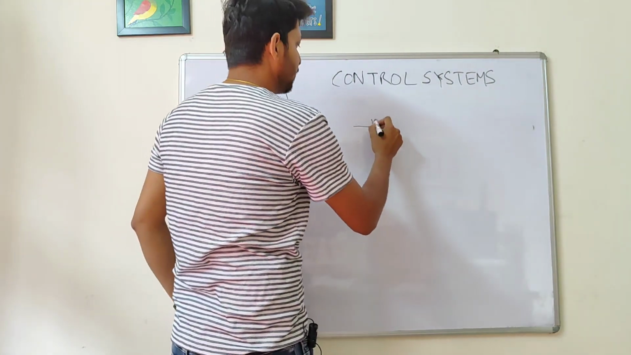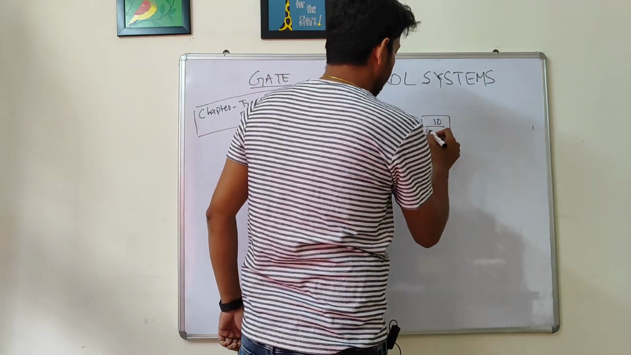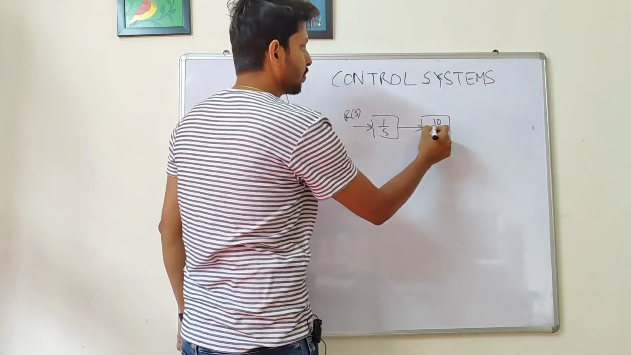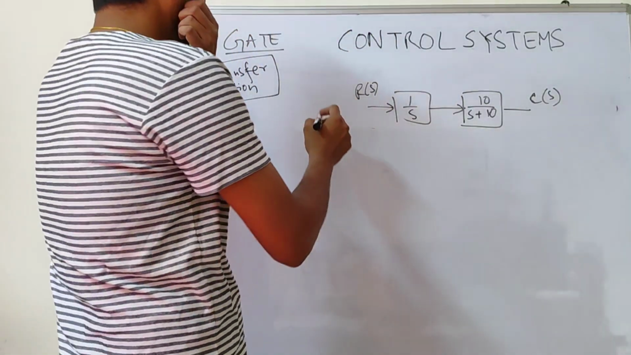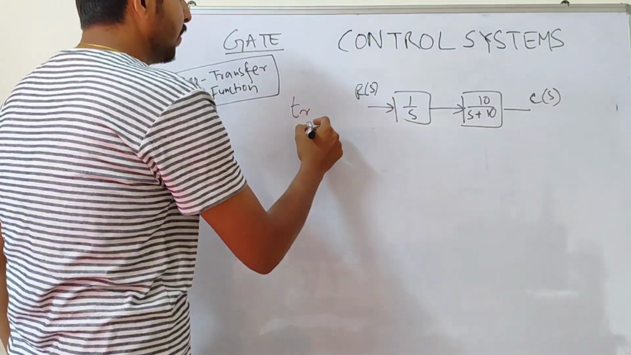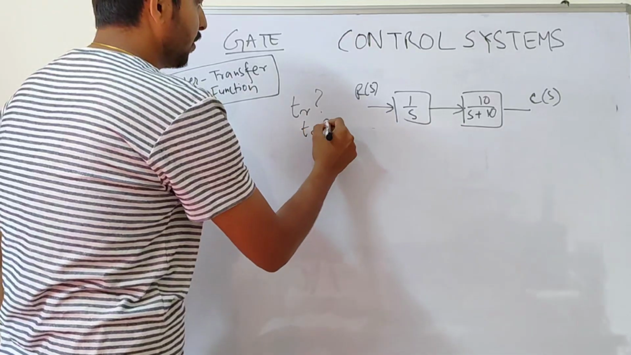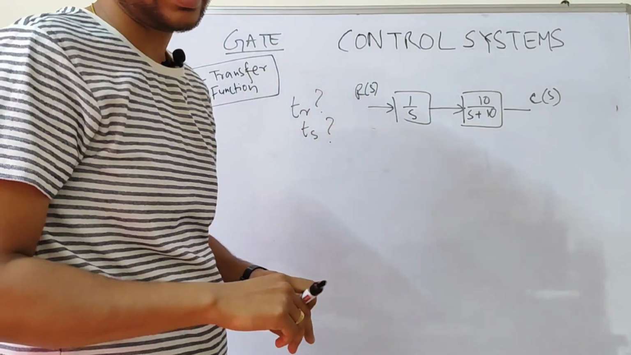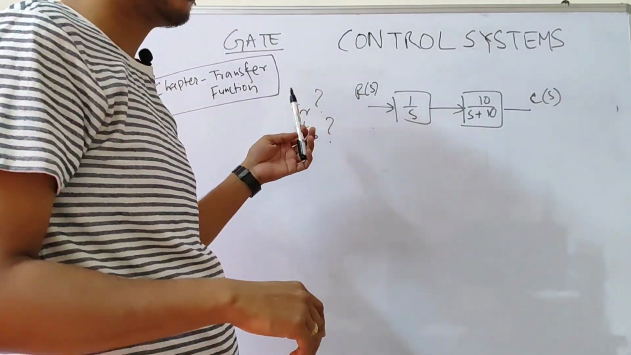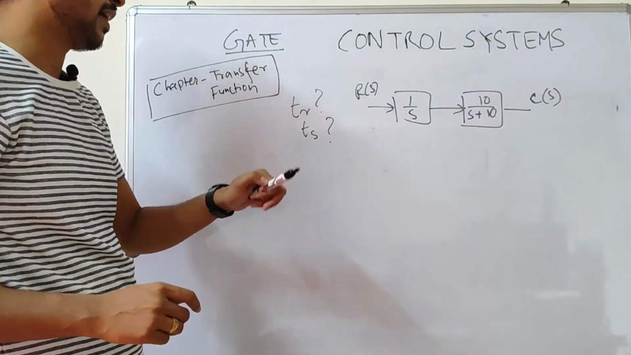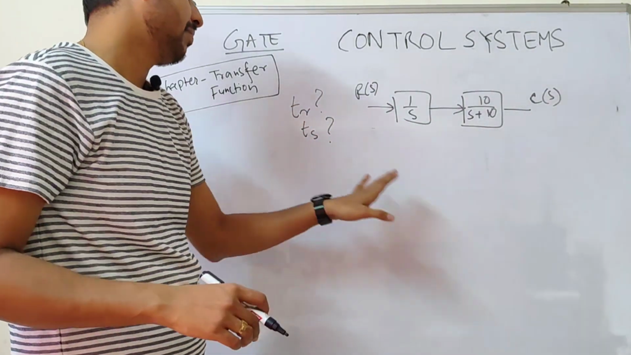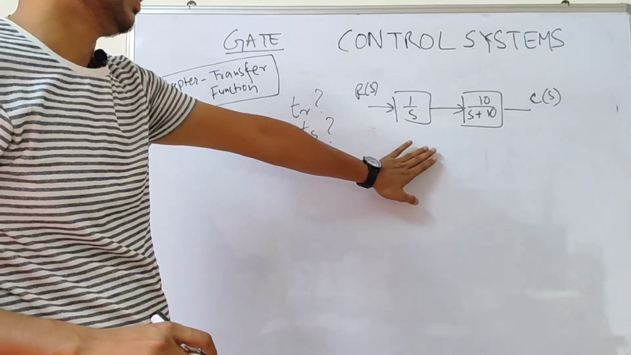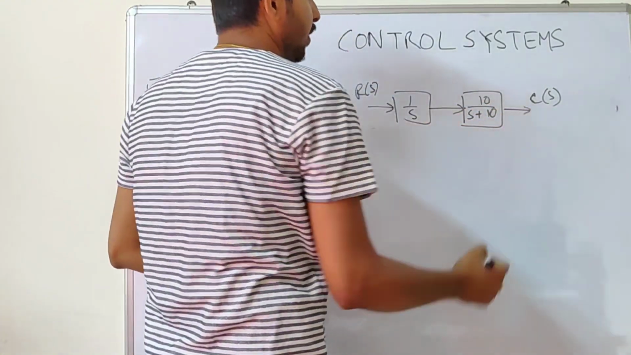So this is the system given. We are asked to find the rise time and the settling time for this system. Now, there is a formula to find the rise time and settling time, but let's say you don't remember the formula. How to solve in general, and what's the foolproof way of solving this circuit?